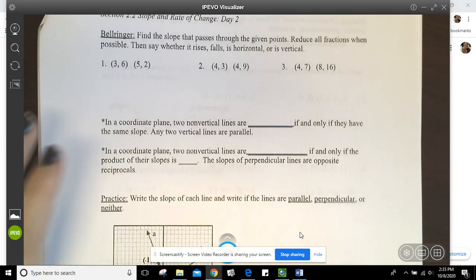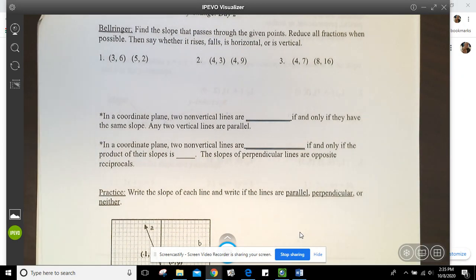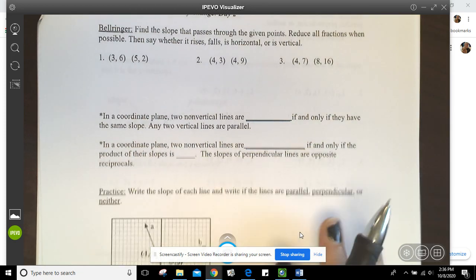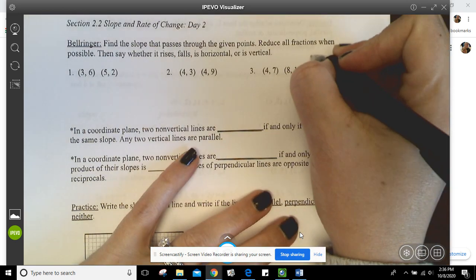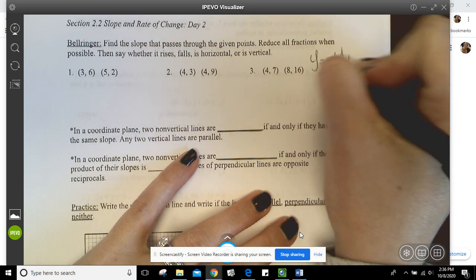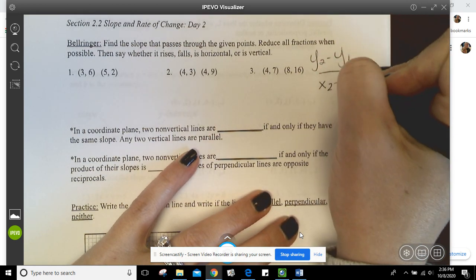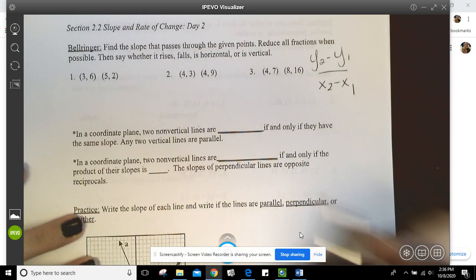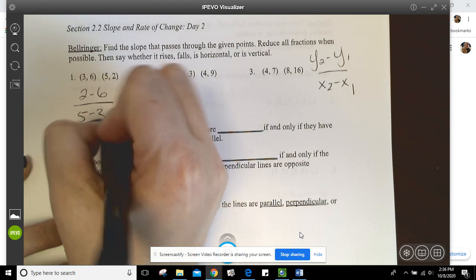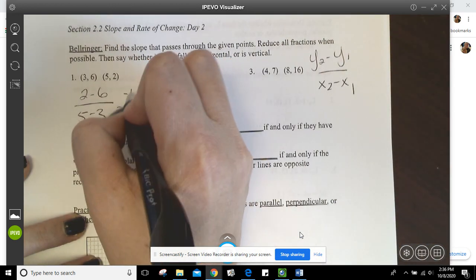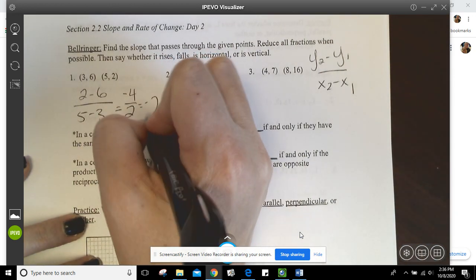All right, so for slope day 2, we're going to be going over what makes lines parallel and perpendicular using their slope. So first thing we're going to do is just practice finding the slope again. If you have 2 points, this is your y2 minus y1 over x2 minus x1. So 2 minus 6 over 5 minus 3. You get negative 4 over 2, which is negative 2.